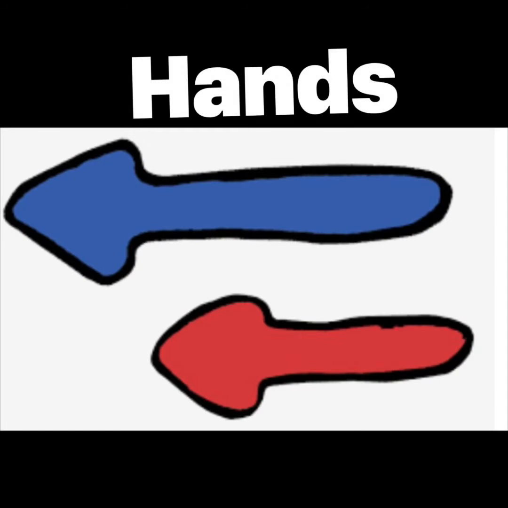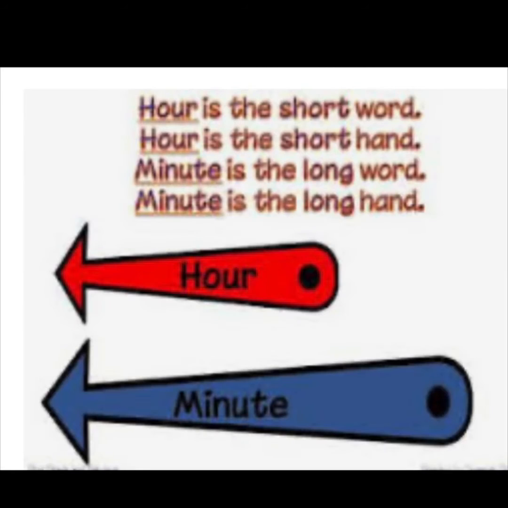And the second element is the hands of the clock. There are two hands in the clock. One hand is short and another hand is long. The short hand tells the hour, whereas the long hand tells the minute.